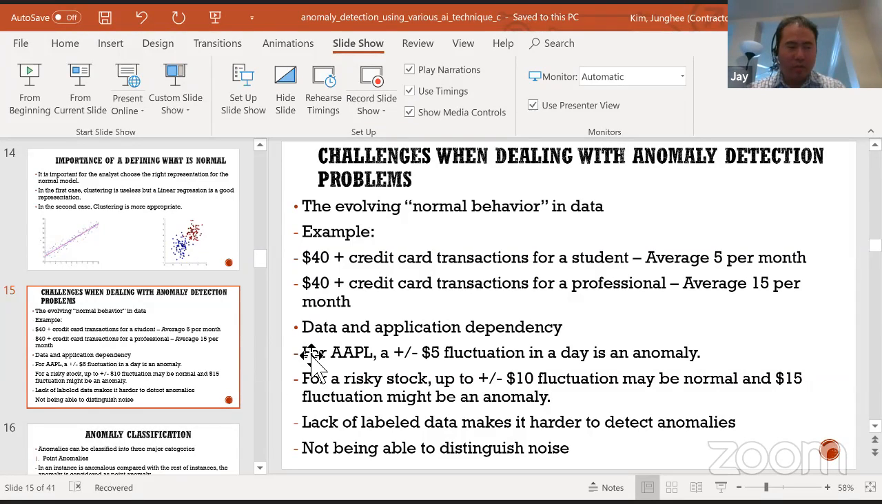So we have to think about many different problems. Whenever you are dealing with anomaly problems, you have to define the problem first, and then also think about the different dependencies, and then we can go to the actual problem from there. But it's not easy, as you can see.